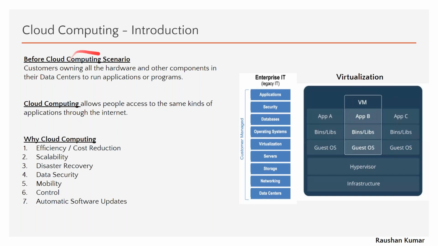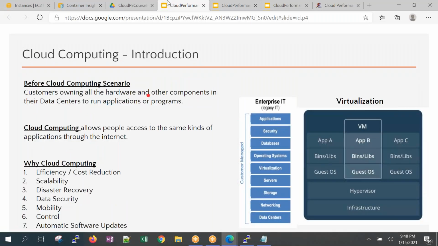Before the cloud computing scenario, customers owned all the hardware and other components in their data centers to run applications or programs. What is cloud computing? Cloud computing allows people access to the same kinds of applications through the internet. My data center is somewhere else. Let me show you one example here.